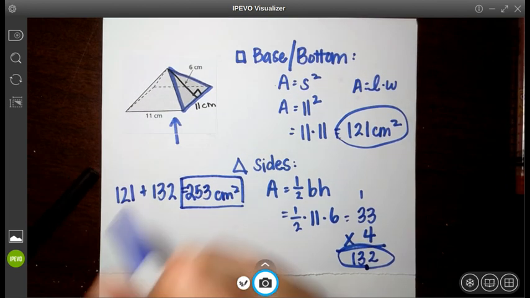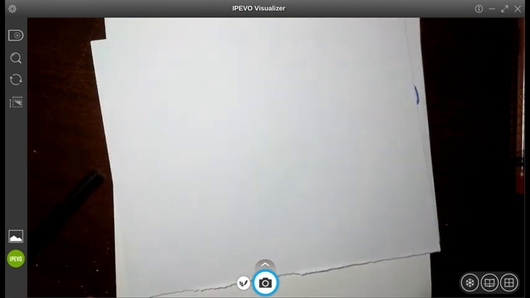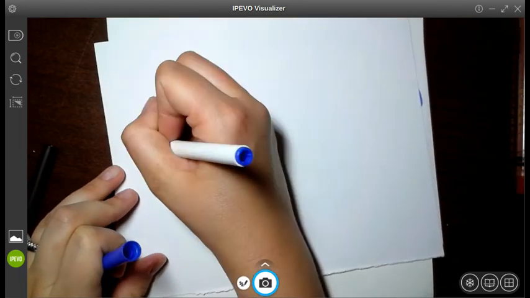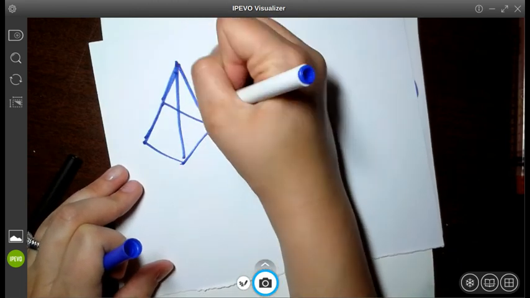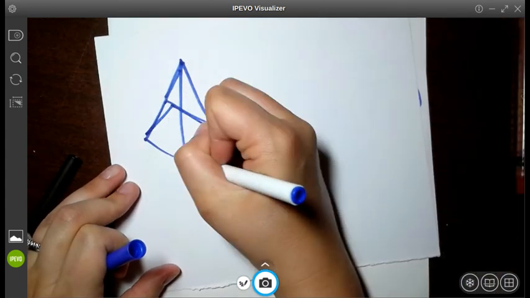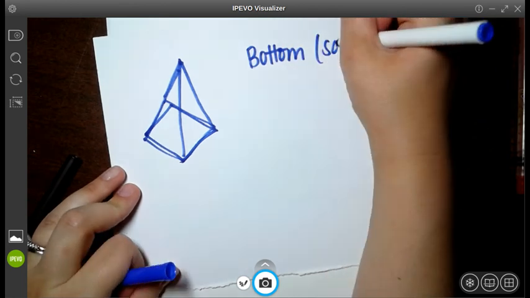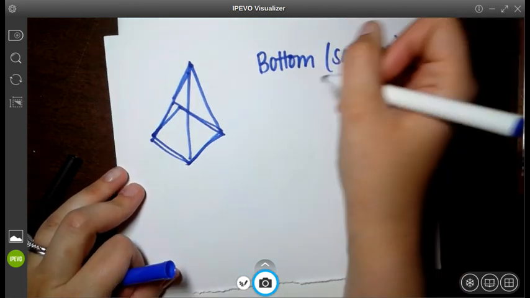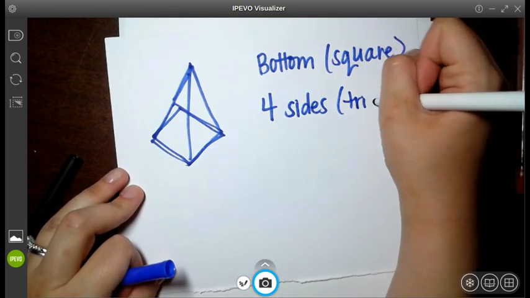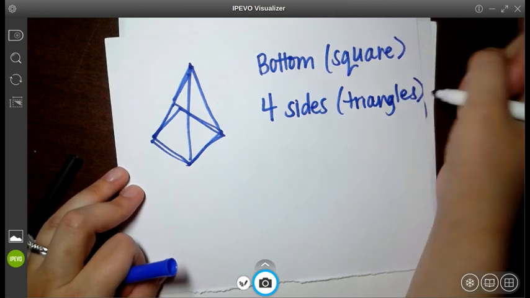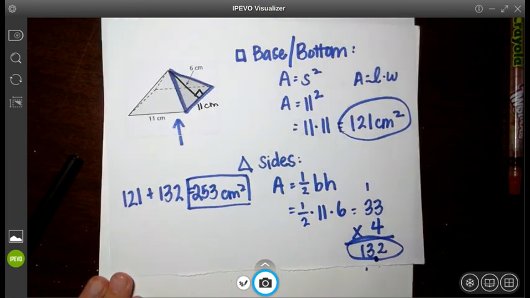So again, no matter what the problem is, if it is a square pyramid, you're always going to be finding a bottom, which is your square, and 4 sides, which are all triangles. Square pyramids are hardest to draw. And there you go.